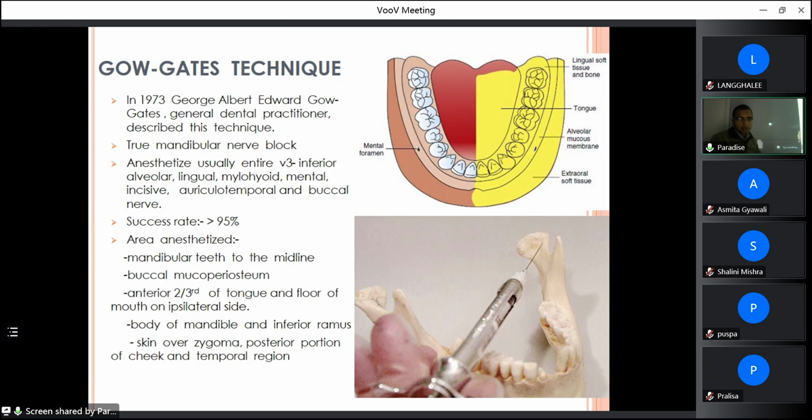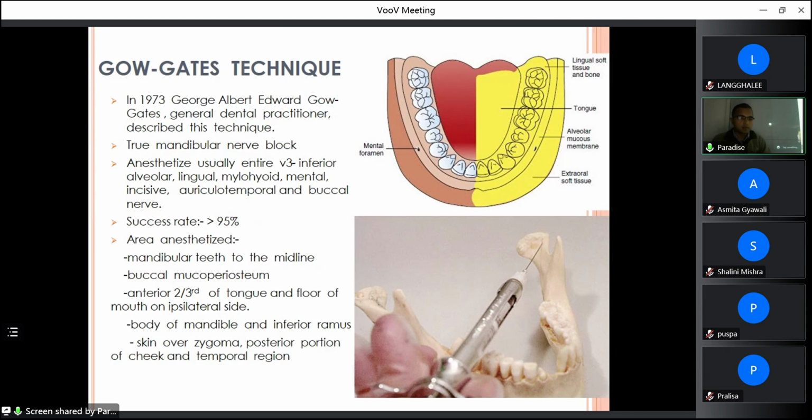Next is Gow-Gates technique. It is also known as the open mouth technique to block the mandibular nerve. All the divisions of the mandibular nerve can be anesthetized simultaneously. In 1973, George Albert Edward Gow-Gates, a general dental practitioner, described this technique. It is a true mandibular nerve block. It anesthetizes usually the entire third branch of the trigeminal nerve: inferior alveolar, lingual, mylohyoid, mental, incisive, auriculotemporal, and buccal nerves. So all the branches of the mandibular nerve are anesthetized simultaneously with a single block. Success rate is more than 95%.